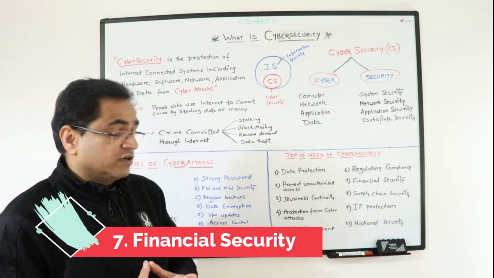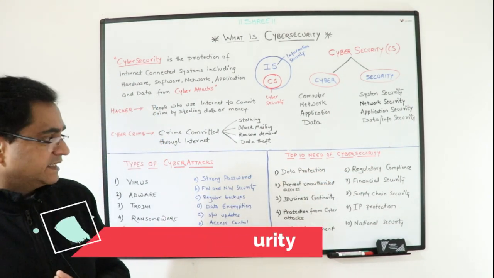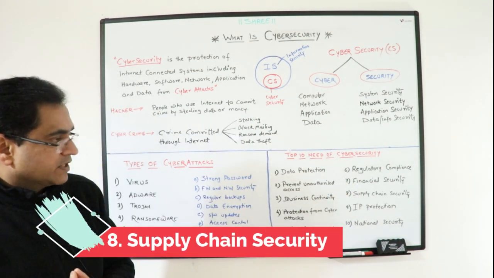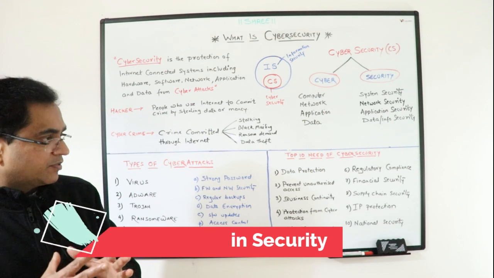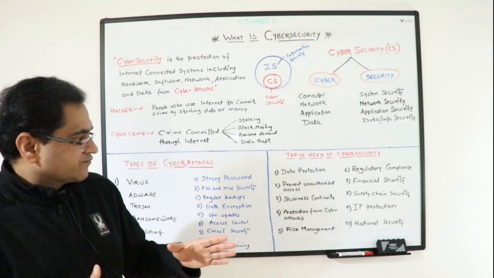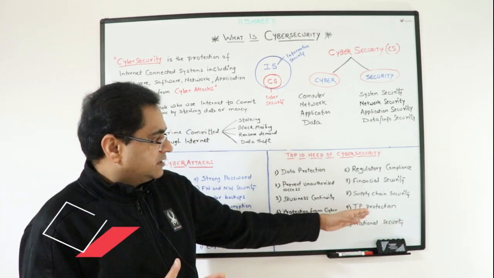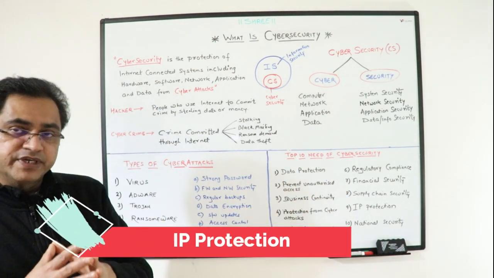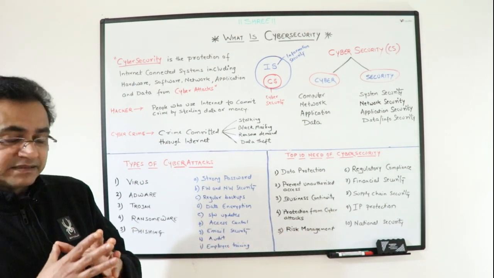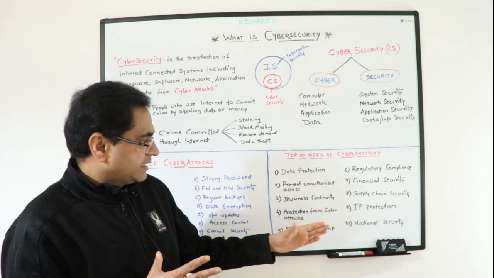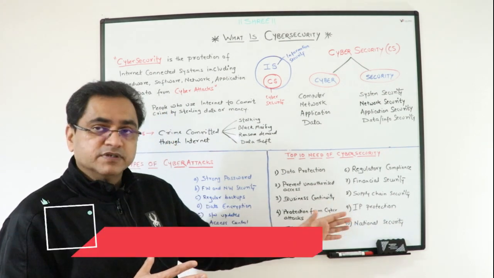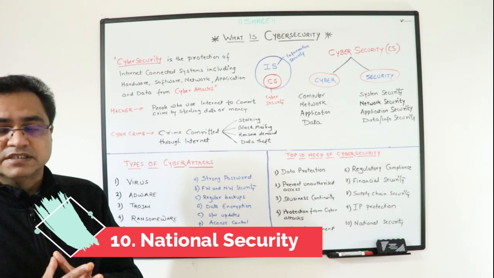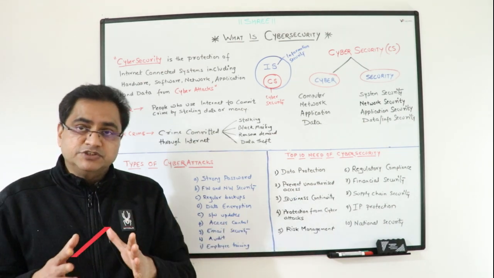Then comes the security of all your financial transactions which you do online over the internet. Then ensuring the security of your supply chain, so that a cyber attack should not compromise your product or services. The ninth one is IP protection, so your intellectual property or your trade secrets should always be safeguarded against cyber attacks. And the final and important one is ensuring national security of your critical infrastructure, especially in case of geopolitical issues.